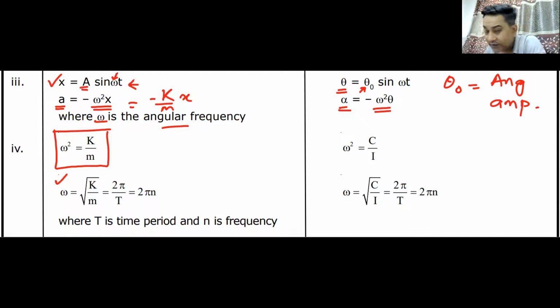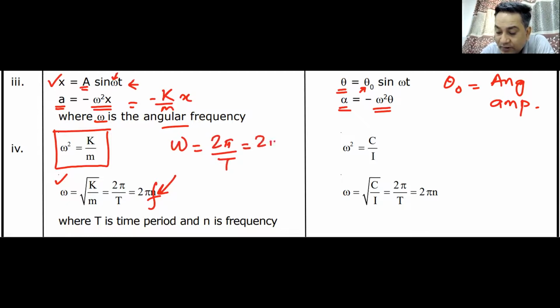Omega is 2 pi by T. We already know it, or it is equal to 2 pi into n or f, where f is known as the frequency. We remember this equation. Omega is 2 pi by T is equal to 2 pi f, where f is the frequency. Do we remember this? Yes, sir. Same thing has come here.